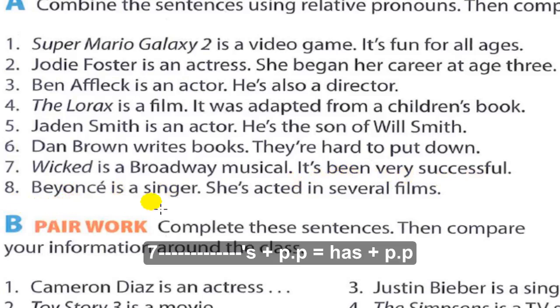Number 8. Beyoncé is a singer. She's acted in several films. Beyoncé is a singer who has acted in several films. Beyoncé is a singer that has acted in several films.